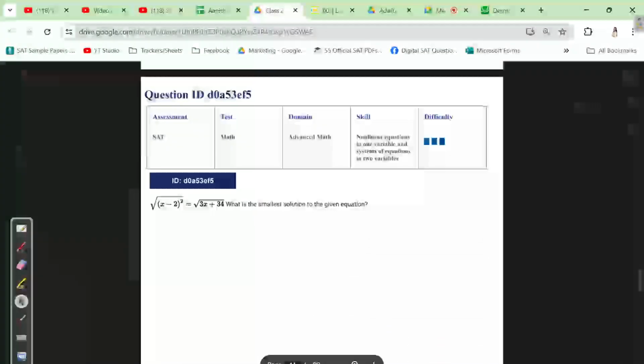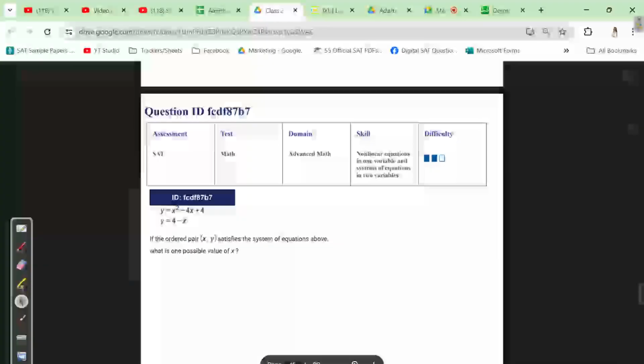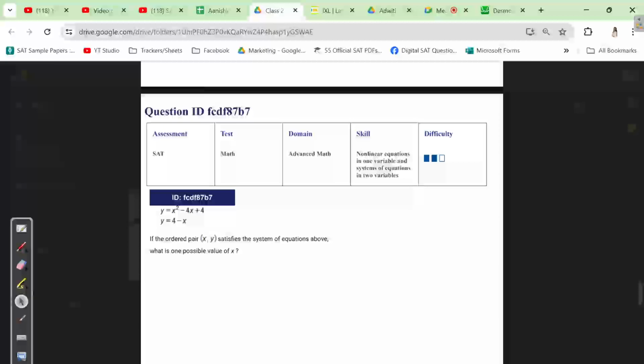Okay, this one, I got -3. Wow, that was a tough one. And this one, I got 3 for this one. Here there can be two solutions, Anishka. Either 0 or 3. Okay. Yeah. So I chose 3.